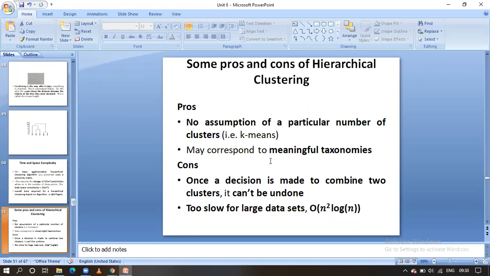And more, finally, guys, with the help of dendrograms, we are going to get meaningful taxonomies, guys. That will be helpful, guys. Okay, that is one of the advantages of hierarchical clustering. That is, we are going to get meaningful taxonomies with the help of dendrograms.